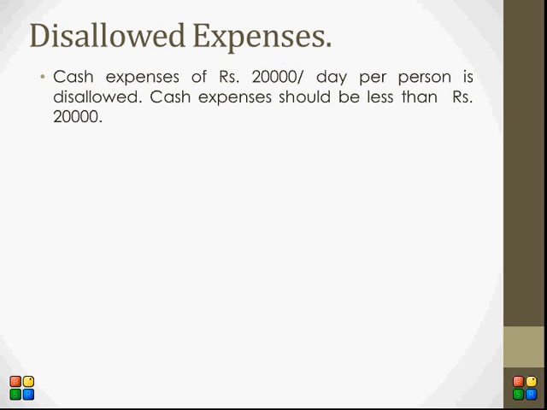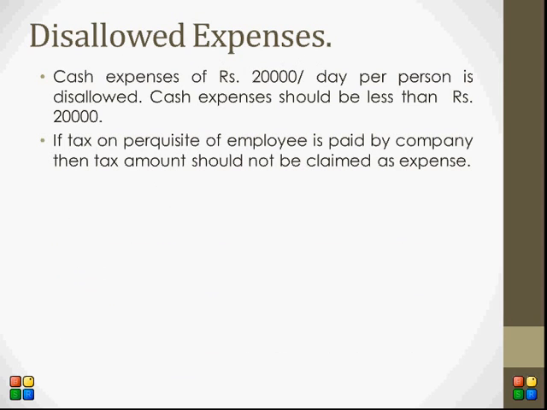Suppose your income is 5 lakh rupees, and if you pay 21,000 rupees to a person in a single day, then that expense is disallowed and it will be added to the income. That means if your income is 5 lakhs, then after this, the income will be 5 lakh 21,000 rupees. So disallowed expenses should be added to the income.